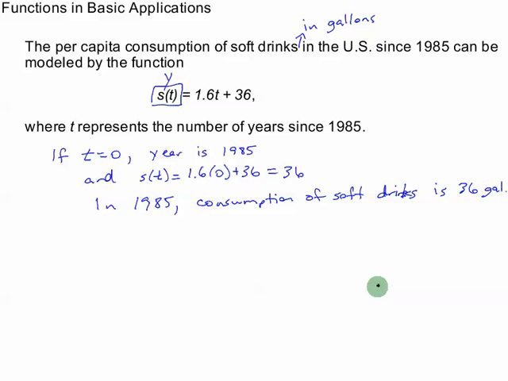Okay? So basically, if you know a value of T or a year, you can find S of T, or the number of gallons. If you know the number of gallons, you can plug that in and figure out the T, and that gives you a year. Let's try a couple more examples.